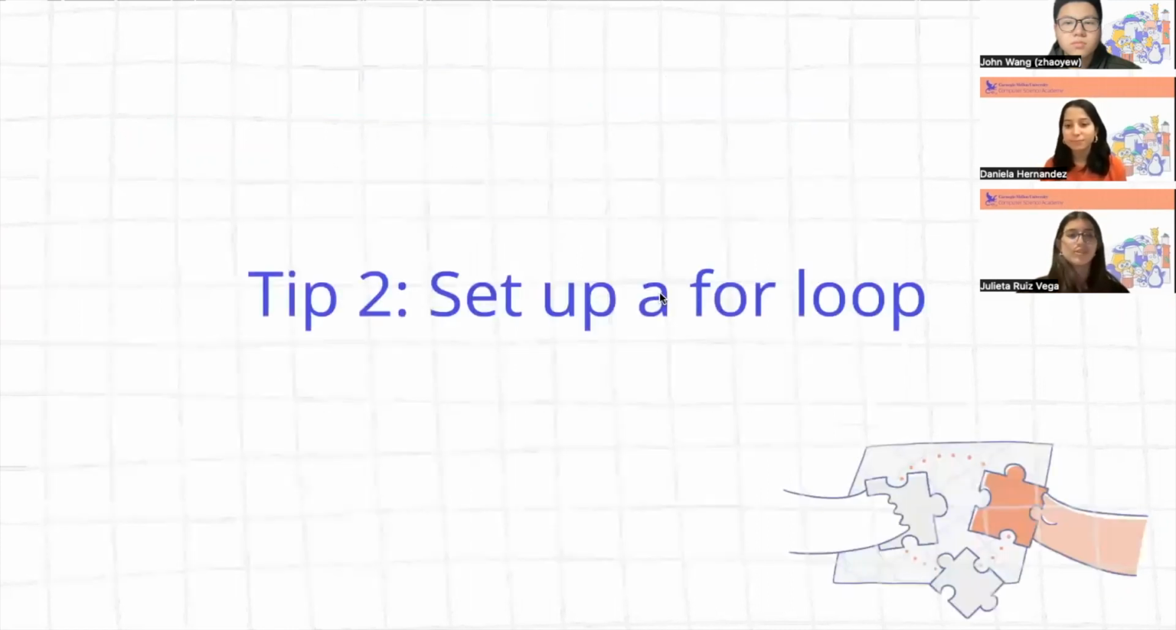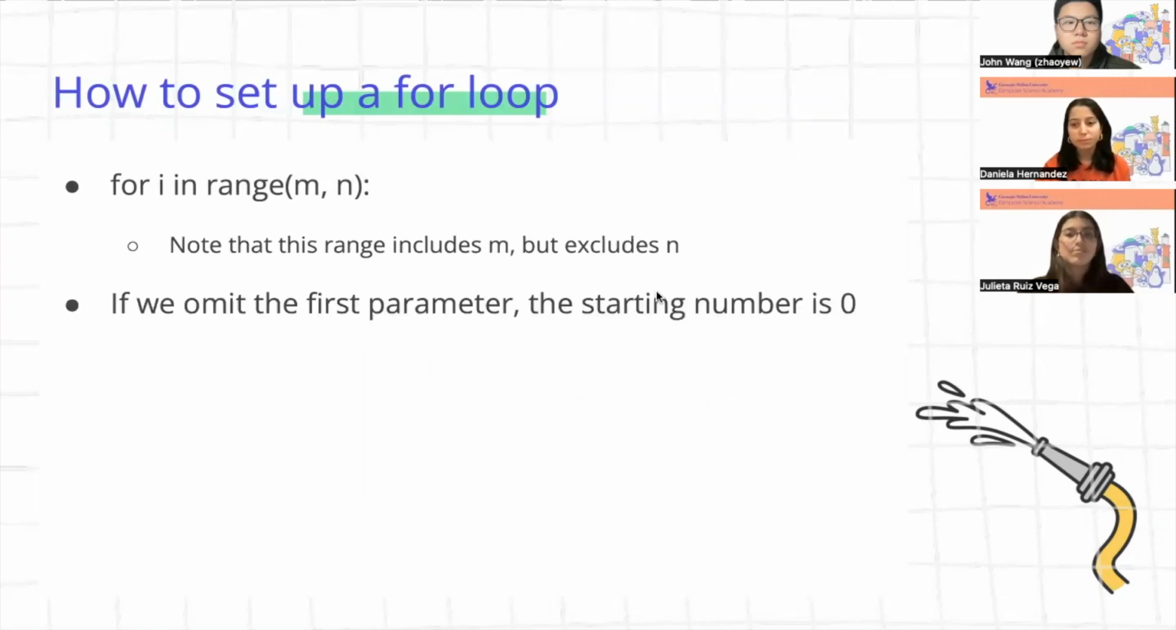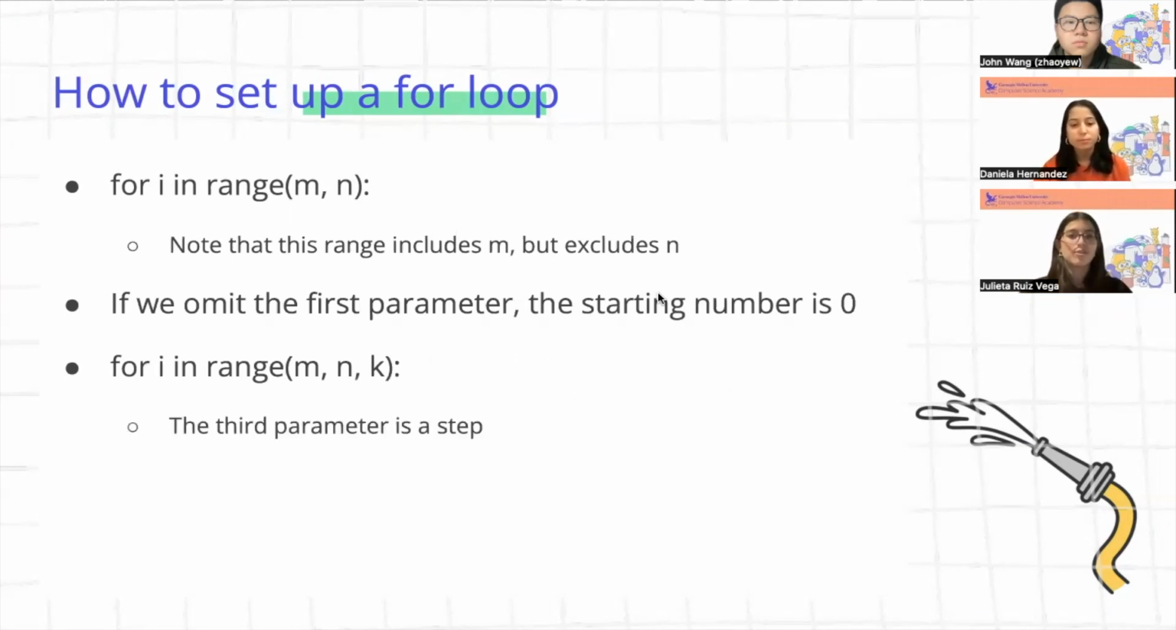Tip number 2, set up for loop. So as Daniela mentioned, if we know the amount of times that we want to iterate, we can use a for loop. To set it up, we need two parameters that will determine the amount of times it will run. The first number will determine where we'll start, and the second one where we will finish, and it is non-inclusive. We can also omit the first parameter, and it will automatically start at 0 and finish at the given number. And finally, if we add a third parameter, this will become a step, and it will indicate how much we increment the current number by to get to the next one.